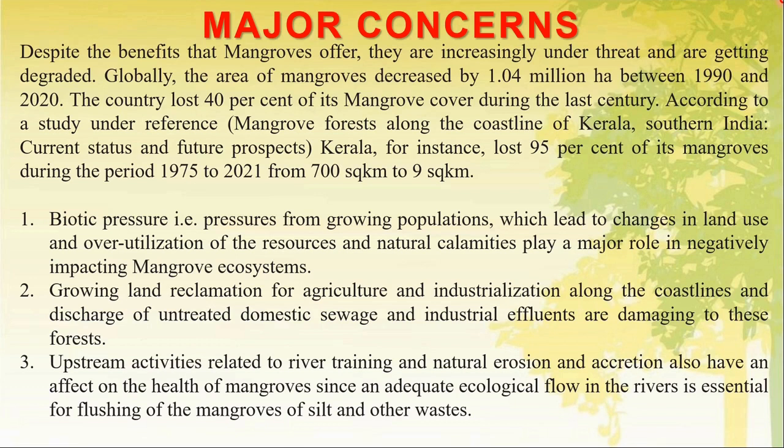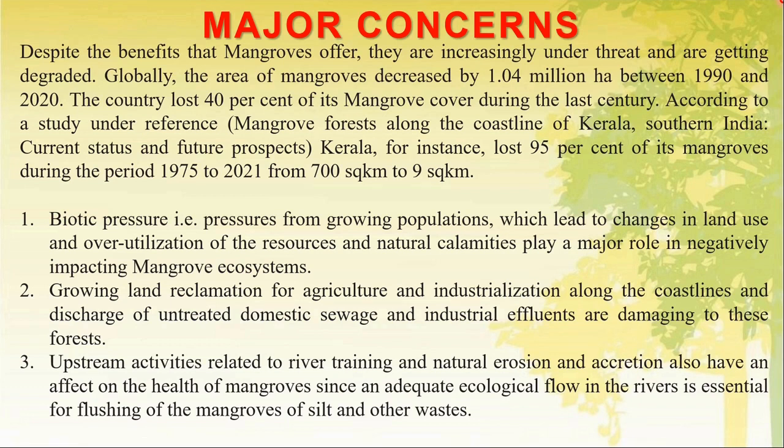Growing land reclamation for agriculture, industrialization along the coastlines, and discharge of untreated domestic sewage and industrial effluents are damaging to this forest. Upstream activities relating to river training, and natural erosion and accretion, also affect the health of mangroves, since an adequate ecological flow in the river is essential for flushing the mangroves of silt and other waste. River training means the process of constructing different structures along a river for the purpose of guiding and confining the river flow.